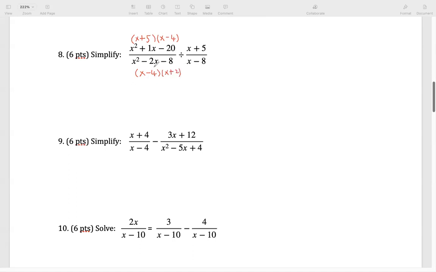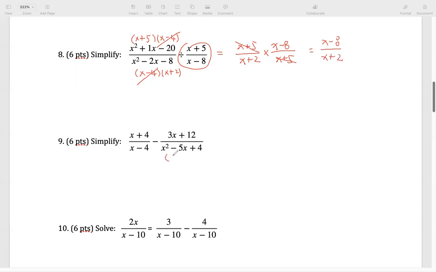Right. Then we see x minus 4 cancels. So this becomes x plus 5 divided by x plus 2, divided by this. Well, divided, we change it to multiplication, then flip the numerator and denominator. Now, x plus 5, same factor. So I'm left with x minus 8 divided by x plus 2.